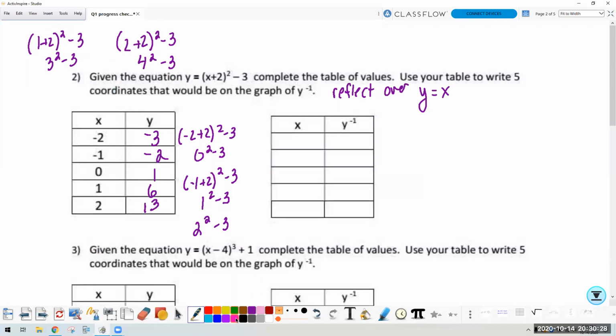So to find my inverse coordinates, that reflection over the line y equals x, my x and y coordinates switch locations. So it becomes negative 3, negative 2, negative 2, negative 1, 1, 0, 6, oops, 6, 1, and 13, 2.